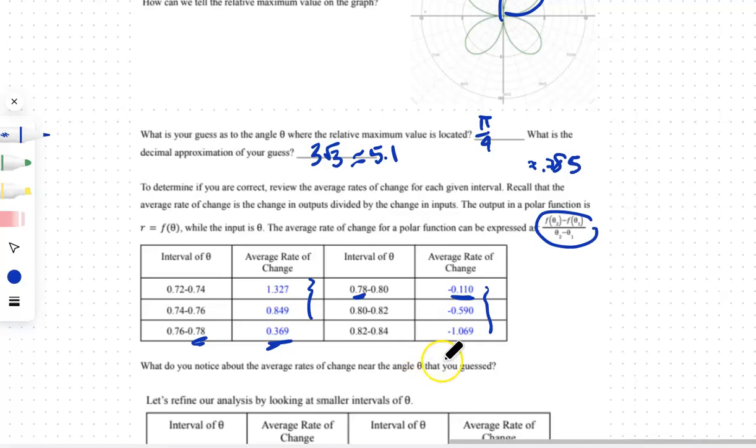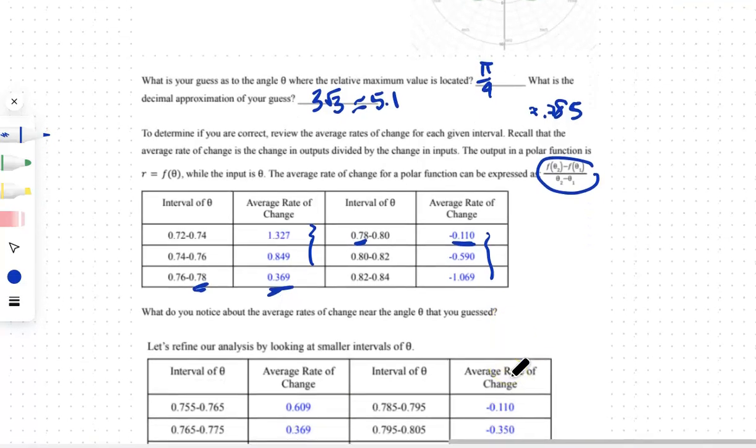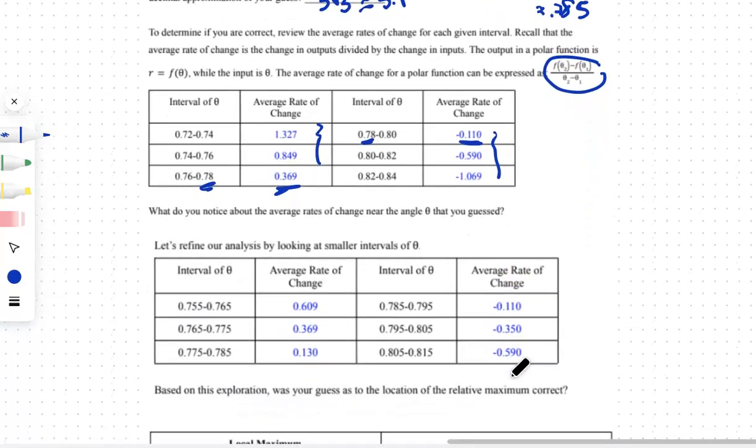Well, that makes sense, because at a local maximum on a rectangular graph, the graph increases, then decreases, and we have a local max, because the slope of the graph goes from positive to negative. We can now hone in and really do this on some very small intervals of just 0.01 apart. Notice I have 0.785 as my breakpoint included, particularly because that's approximately pi over 4.